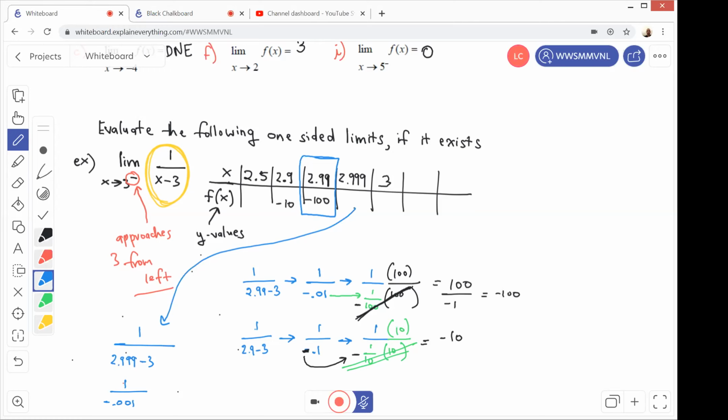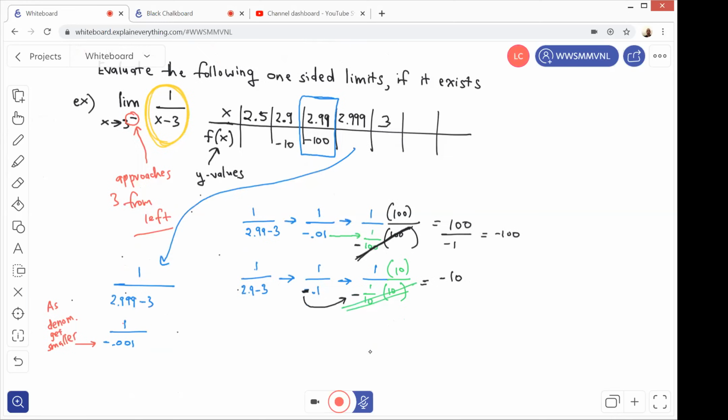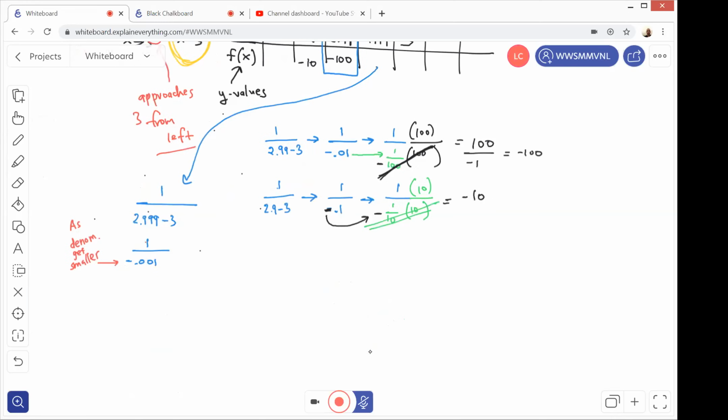So what I want you to understand at this point, if you're seeing the pattern, I'm going to write this in red. As the denominator gets smaller, as our denominator gets smaller, our answer gets bigger.